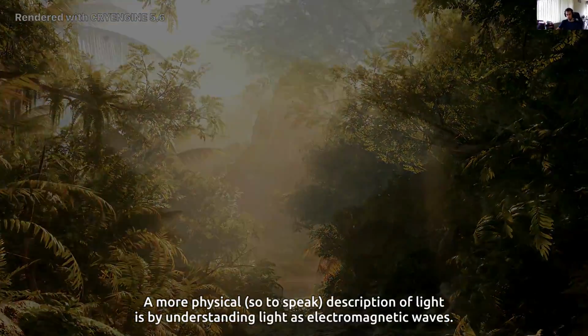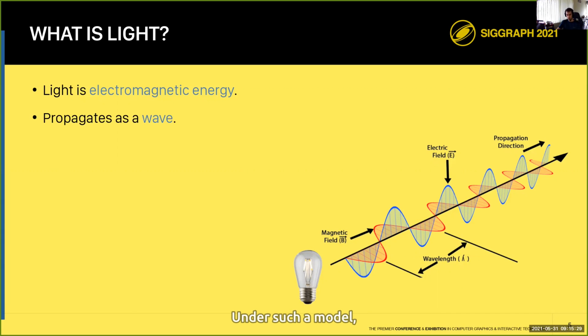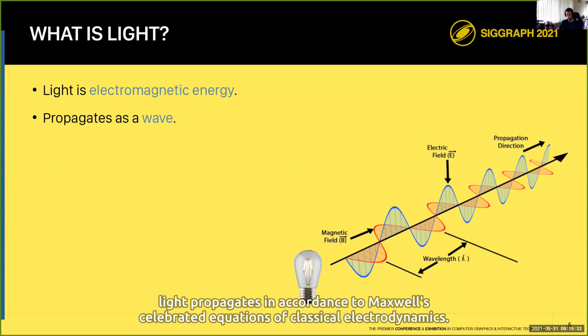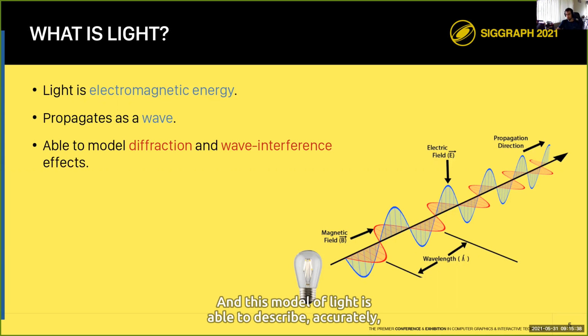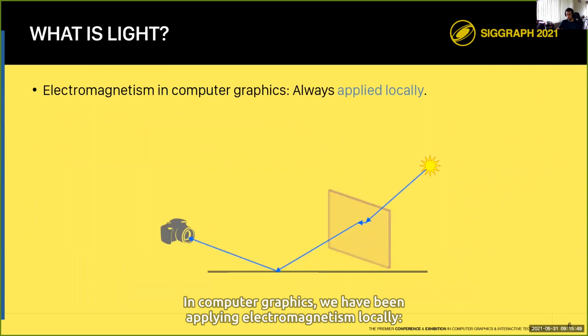A more physical, so to speak, description of light is by understanding light as an electromagnetic wave. Under such a model, light propagates in accordance to Maxwell's celebrated equations of classical electrodynamics, and this model of light is able to describe accurately a wide variety of diffraction and wave interference effects. In computer graphics, we have been applying electromagnetism locally.